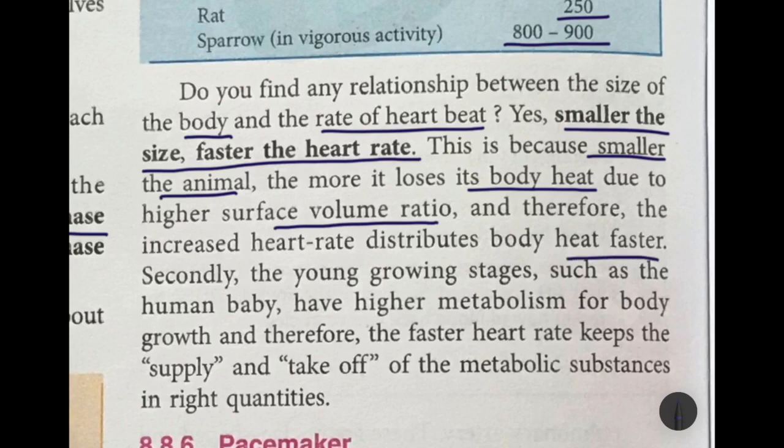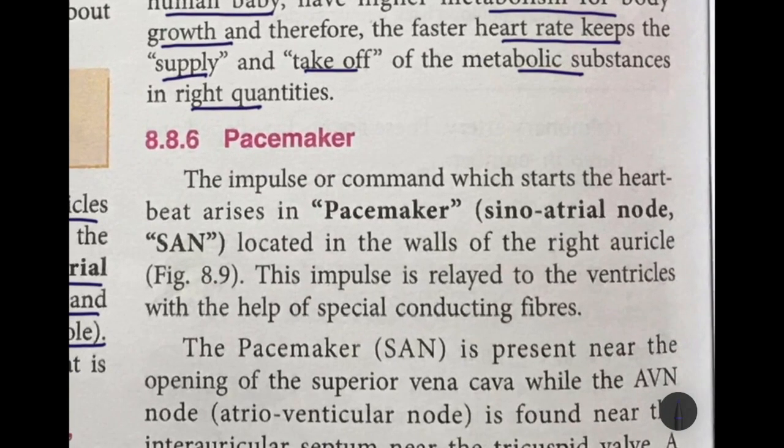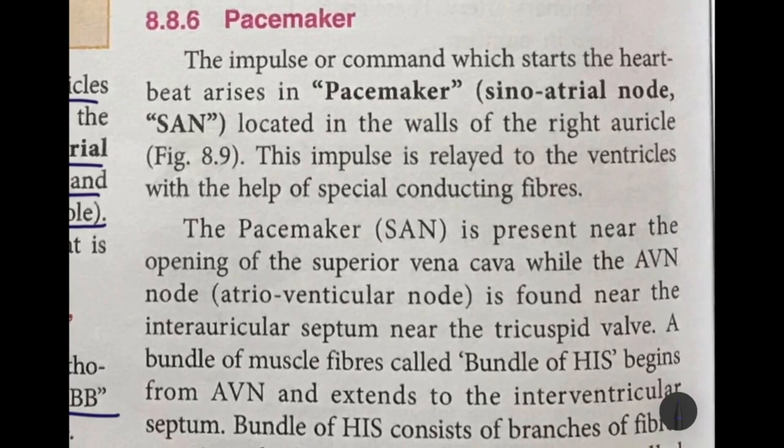Next is at the growing stage, such as the human baby, they have higher metabolism for body growth. So the faster heart rate keeps the supply and takeoff of the metabolic substances in right quantity. That means more oxygen will be given to each and every cell, which is continuously dividing for the growth of the baby. Okay, next we move on to the pacemaker.